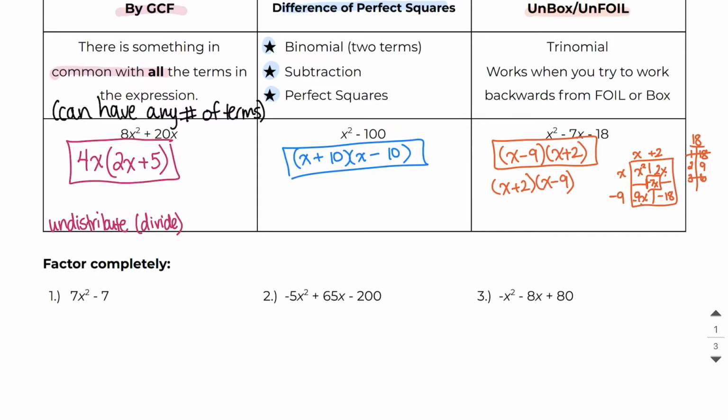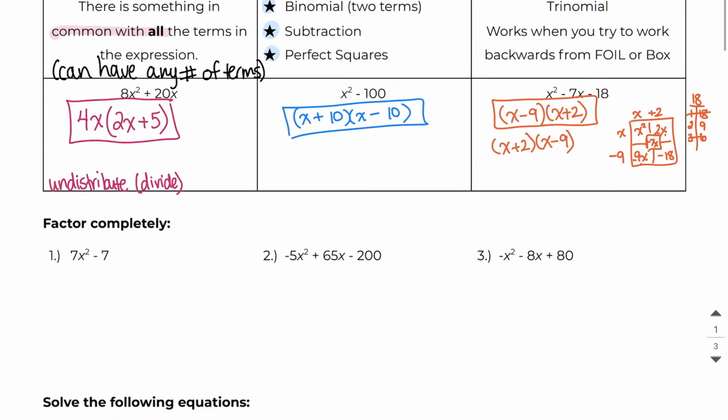All right, cool. So when we factor completely, we're going to ask ourselves these questions in this order. So first question, is there a GCF? Then, is it a difference of perfect squares? What's left over, if there's anything left over, is what's inside the brackets a difference of perfect squares? And then lastly, can I unfoil or undo the box?